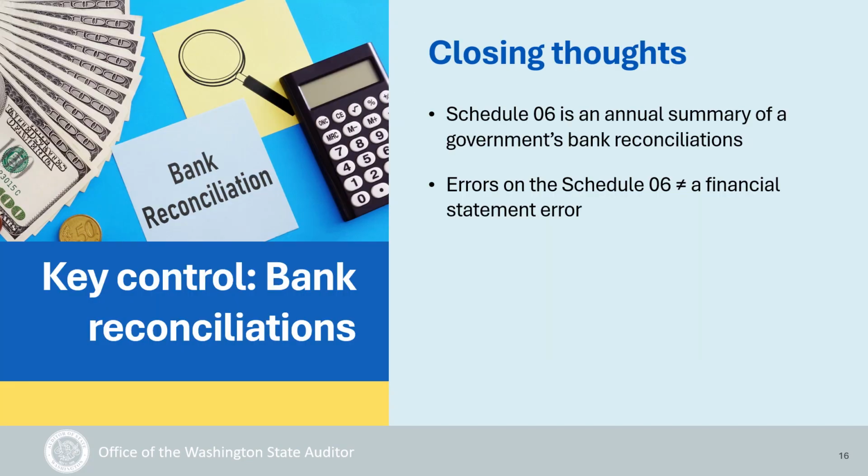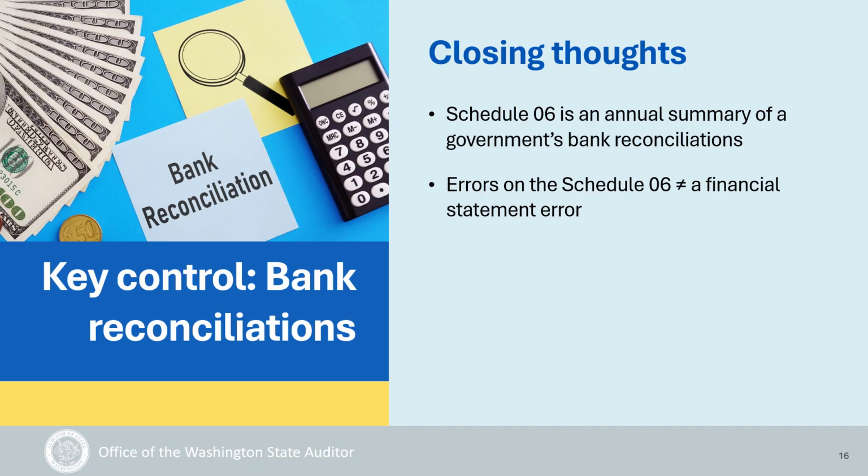That concludes the overview of the schedule. A few takeaways though before we move on. Note that bank reconciliations are a key part of internal controls over financial reporting, and the Schedule 06 is a summary of that information. The recommendation is that a reconciliation is occurring at the government more frequently than this one time at the end of the year.